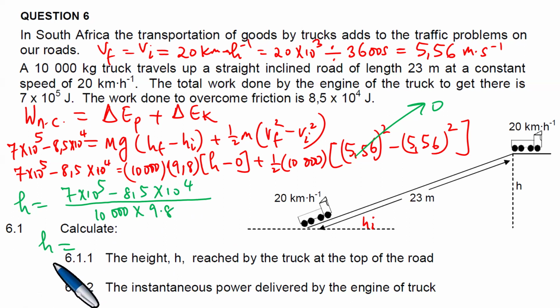Calculators, please. Anyone who is in the position of a secretary, to do the quick calculation. I'm just doing it because I need to make sure that we write correct answers here. 7 times 10 to the 5th power, minus 8,5 times 10 to the 4th power, and then you divide by 10,000 times 9,8.